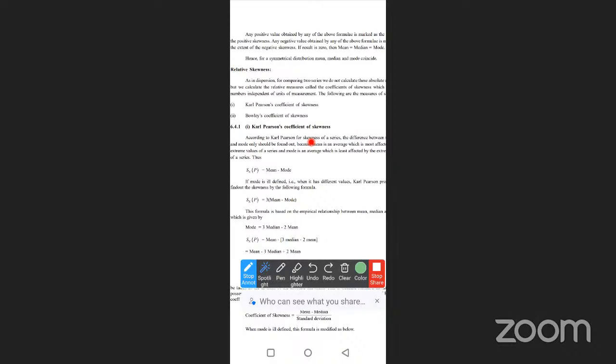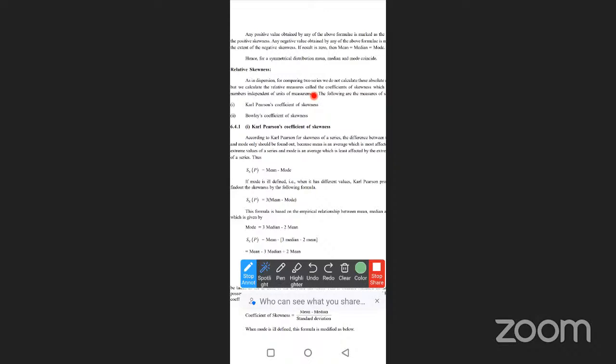Here, the printing mistake is there. See, students, in the textbook we are having the printing mistake. SKP is equal to mean minus mode by sigma. Write down in your notes. SKP is equal to mean minus mode by sigma. Sigma is missing; by sigma should come there, definitely a printing mistake.